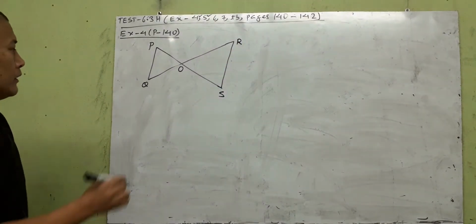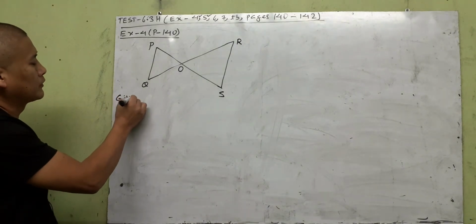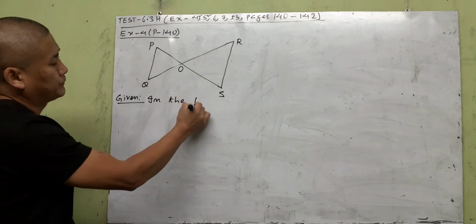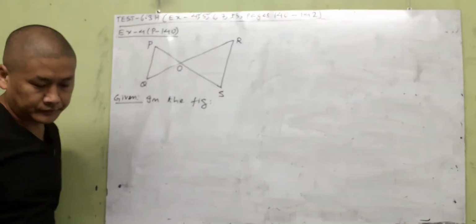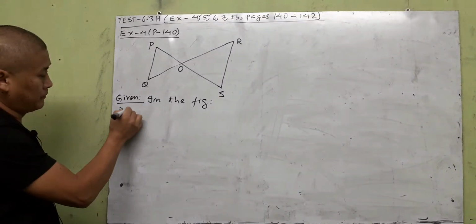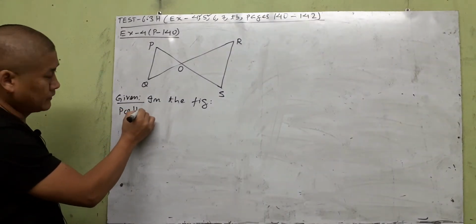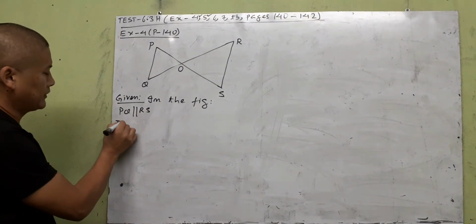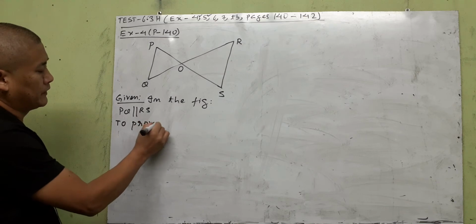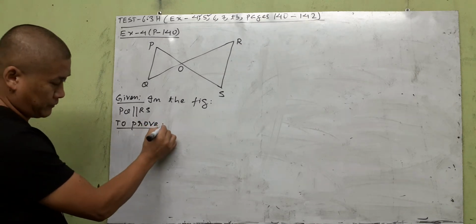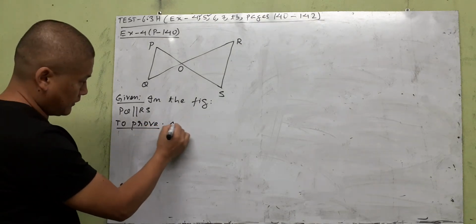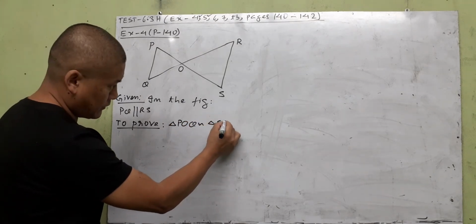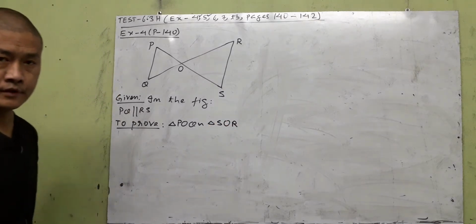Yes, so now let's write the given from the question. As the question is saying, in the figure, the line PQ is parallel to RS. So with this, we have to prove only this is given. The figure and this information is given, and we have to prove triangle POQ similar to triangle SOR. So we have to do this.